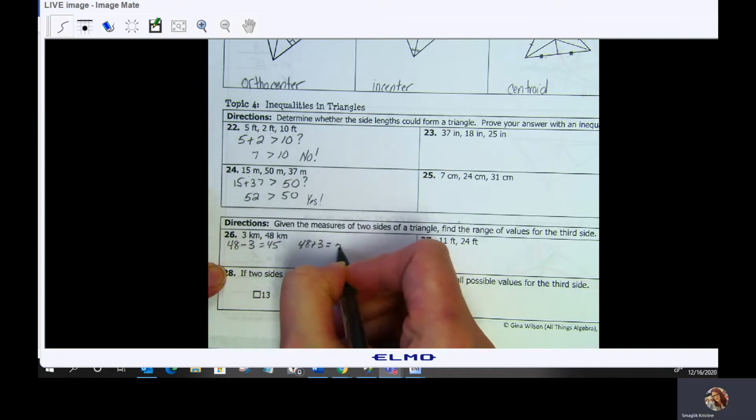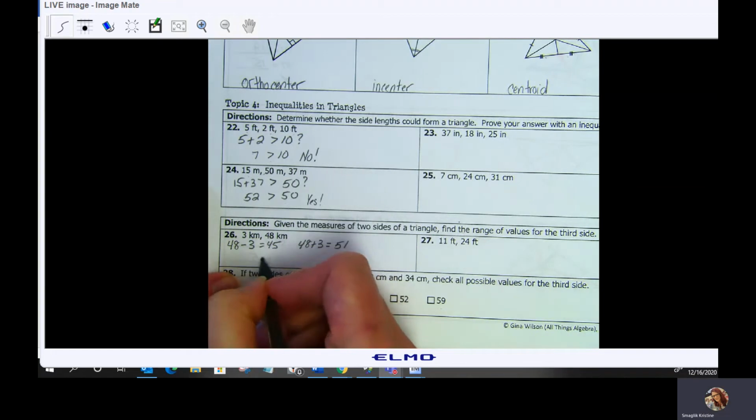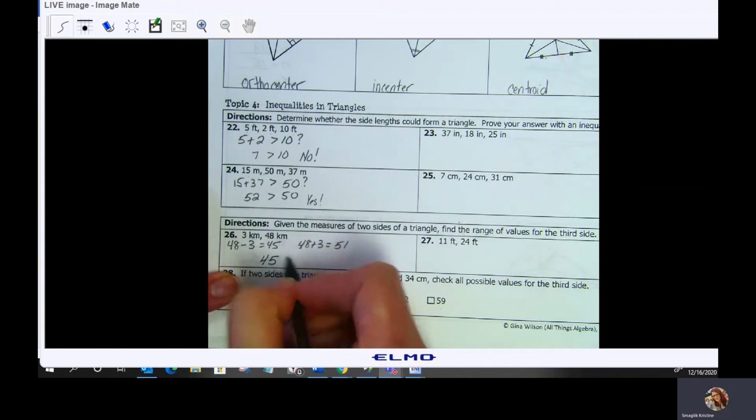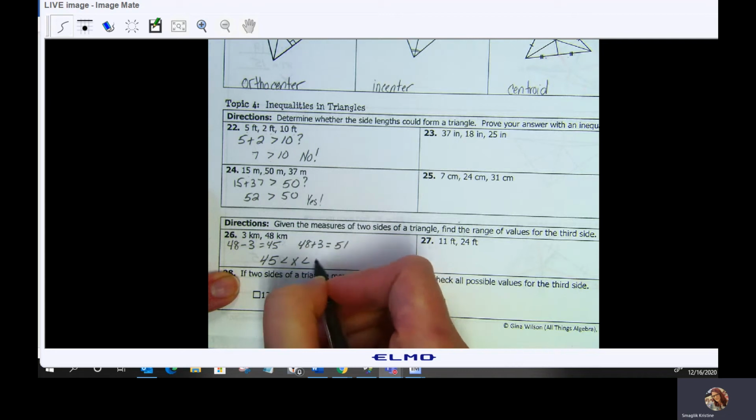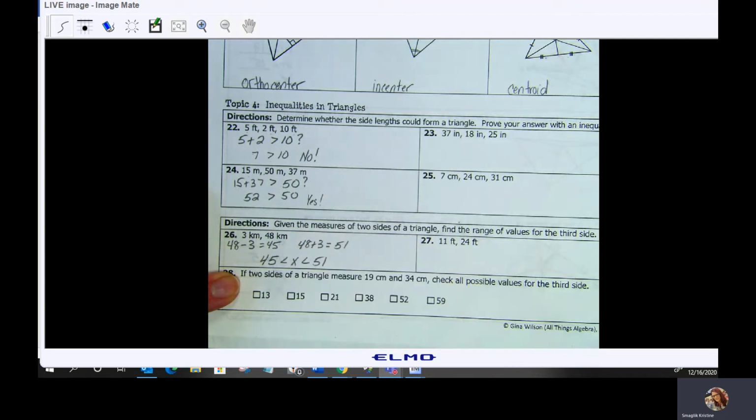And then if I take 48 plus 3, that's 51. So that means the third side of my triangle has to be greater than 45, but less than 51. And notice it does not include 45 and it does not include 51. Anything greater than 45, anything less than 51.